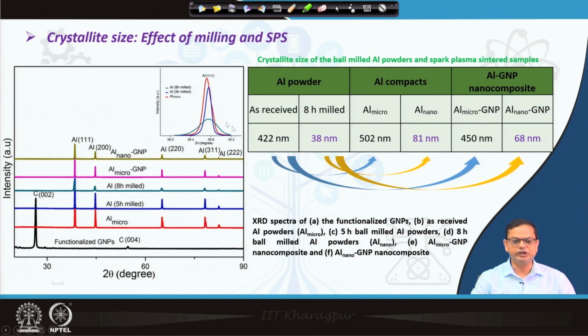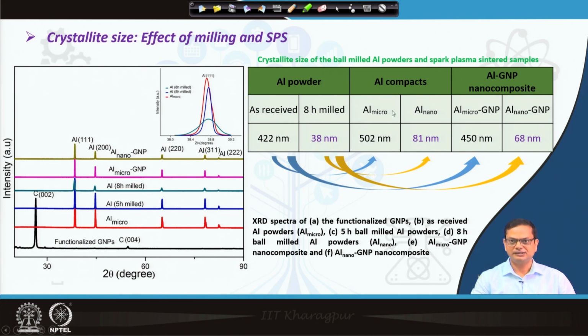So, what has been shown in this particular case is that XRD has been carried out at different stages, and then the crystallite size was measured. You can see as-received powder, the crystallite size was in the range of 422 nanometer. Once it is milled, it becomes 38 nanometer. So, ball milling leads to nanograins. Now, this 422 nanometer, if you sinter it as Al compact, without any GNP, then there is a certain amount of grain growth. Okay.